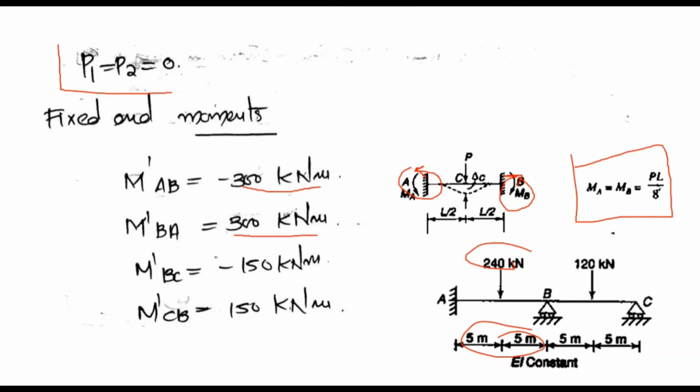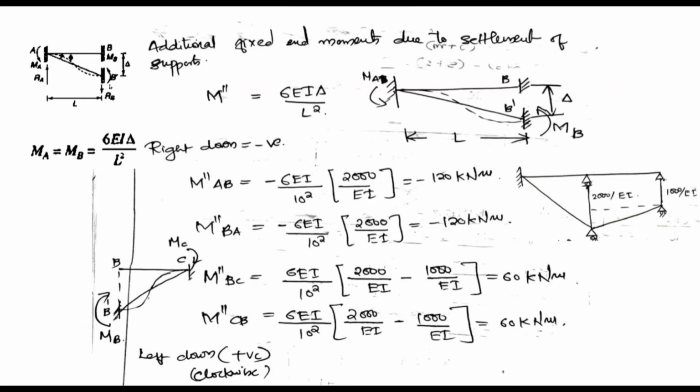M dash BC equal to 120 into 10 by 8 equal to minus 150 kilonewton meter. The negative sign is due to the anti-clockwise direction. M dash CB is equal to positive 150 kilonewton meter. We have support settlements here, so the additional fixed end moments due to settlement of supports should be found. So the equation to find this is M double dash equal to 6 EI delta by L square.